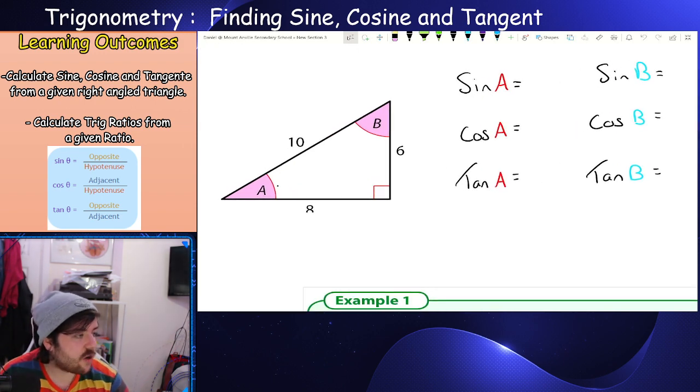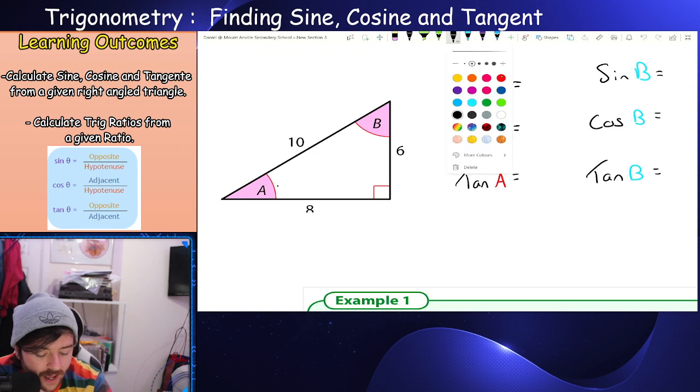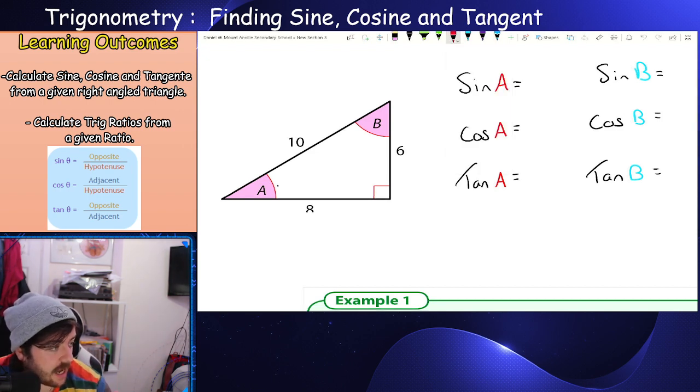I have a triangle here with angles A and B. These are known as our reference angles, i.e. we're going to be labeling the other sides from these angles. So I'm going to be calculating sine, cosine, and tan of A, and sine, cosine, and tan of angle B. First I need to label my adjacent, opposite, and hypotenuse.